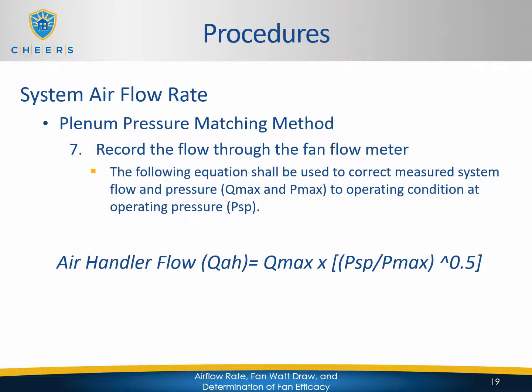And this is the formula that I've been mentioning in the last couple of slides, with the variables that we covered so far. The following equation shall be used to correct measured system flow and pressure, which we've referred to as Qmax and Pmax, to operating conditions at operating pressure, which is the PSP. So the formula is: the air handler flow, which is what you're trying to find, referred to as QAH, is equal to Qmax times (PSP divided by Pmax) to the 0.5 power.